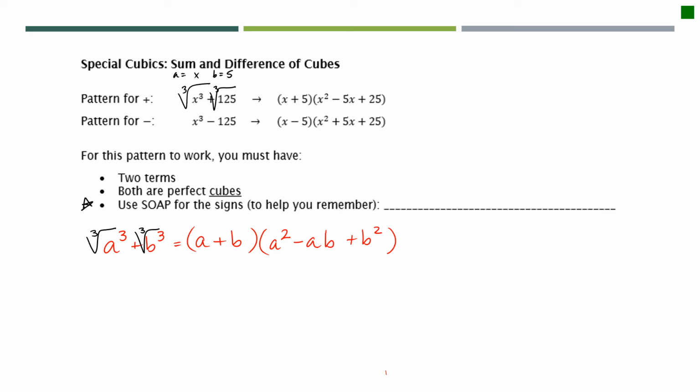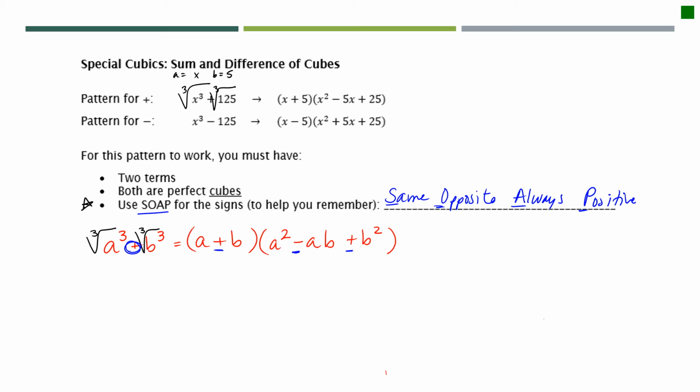So the thing that you need to remember is SOAP. What it stands for is same, opposite, always positive. And what that means is, if you look at the original sign of your problem, the first sign that you need to use will be the same, the second sign will be opposite, and then the last sign will always be positive.